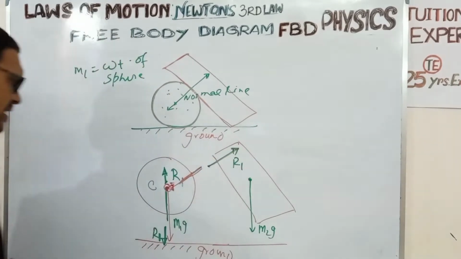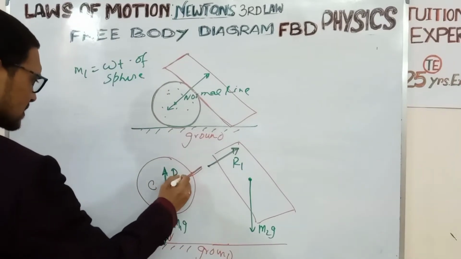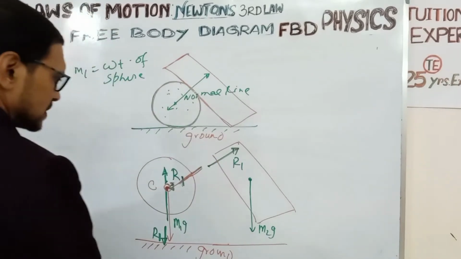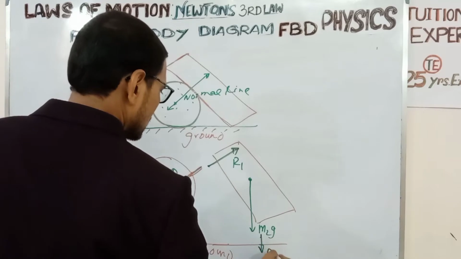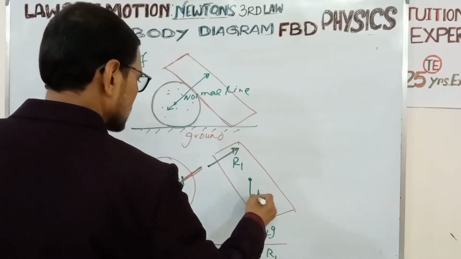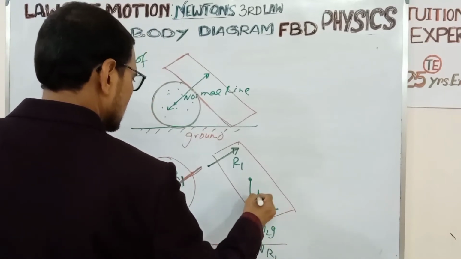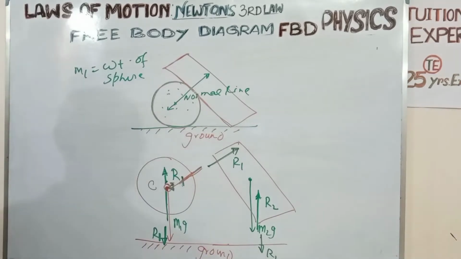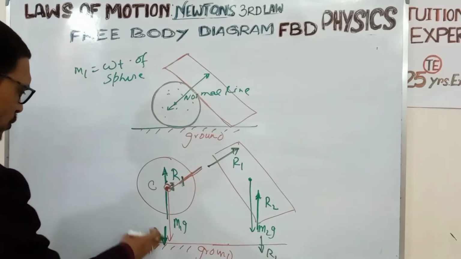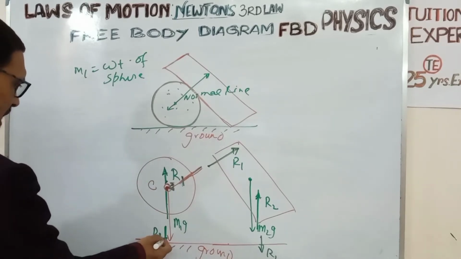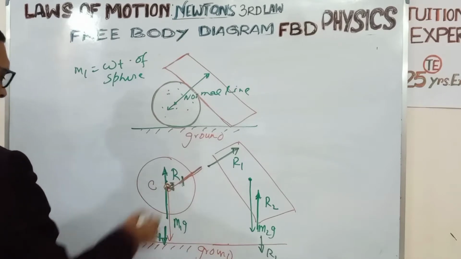R1. This is the reaction. Here a contact force is present. Suppose this is R2, and this is also for R2. So this is the free body diagram of the body. At the point of contact there is always an equal and opposite force present. So this is R1, and this is action, this is reaction.